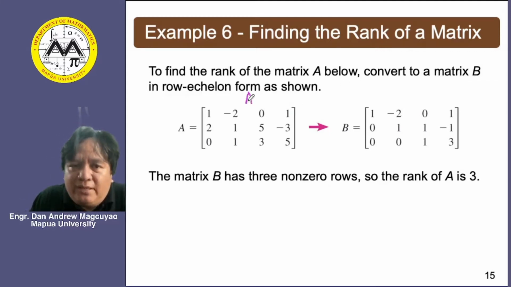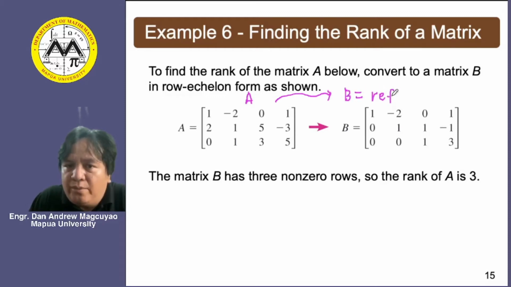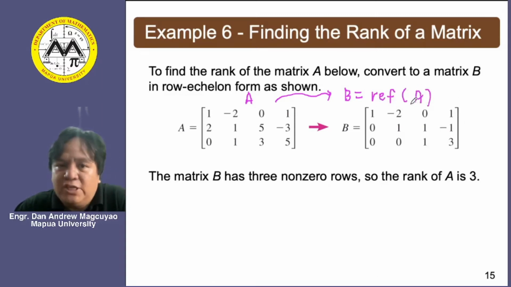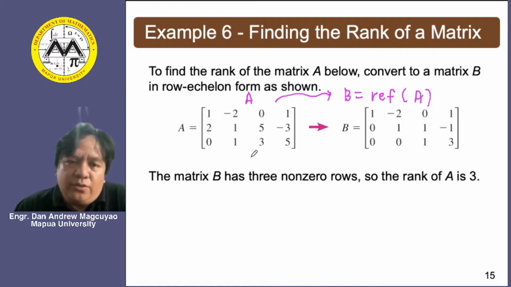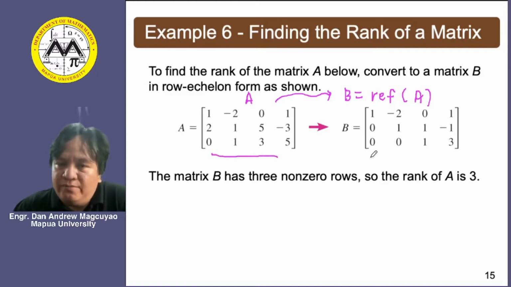Coming from the matrix A, we are going to find the matrix B, which is a row equivalent of the matrix A. We want to find the row echelon form of matrix A. The transformation of matrix A into its row echelon form will be uploaded to the file section of this course. So matrix A will have a row echelon form equivalent: 1, negative 2, 0, 1, 0, 1, 1, negative 1, and 0, 0, 1, 3.